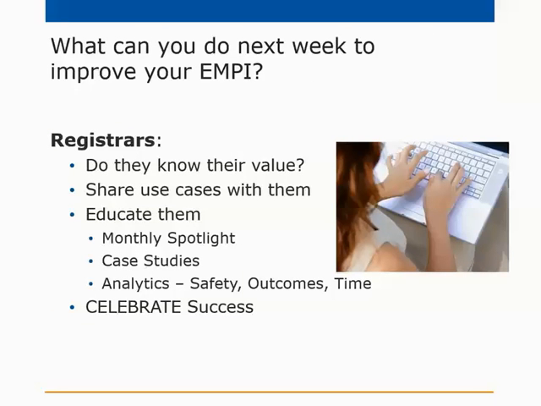So some of the things that you could do next week, tomorrow, to improve your EMPI process is to start with registrars. That really is the quickest, most impactful thing that you can do right out of the gate. Do they know their value? Starting a grassroots effort to make sure that they understand, sharing use cases with them of things that have happened.